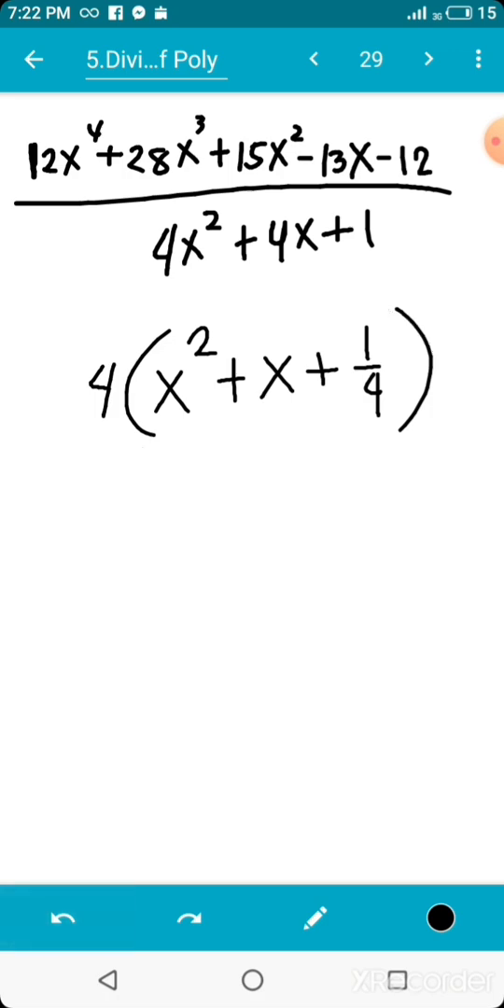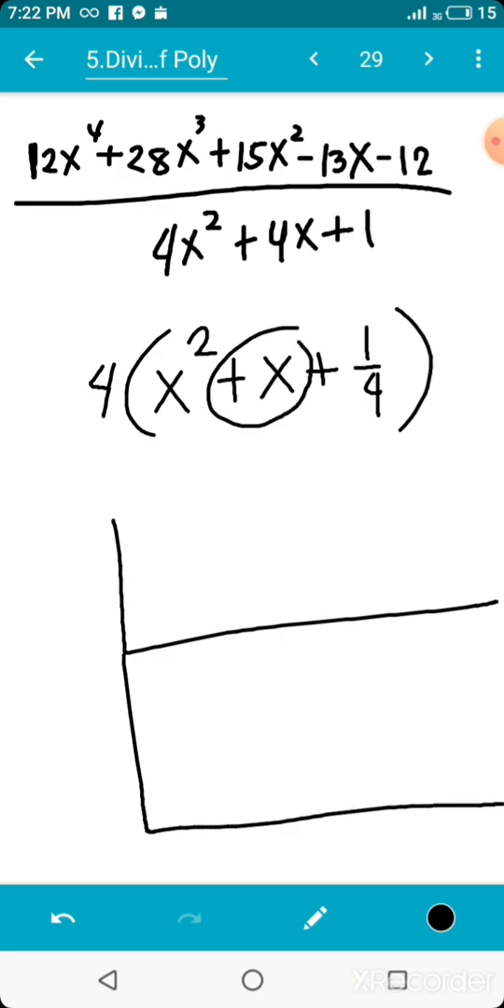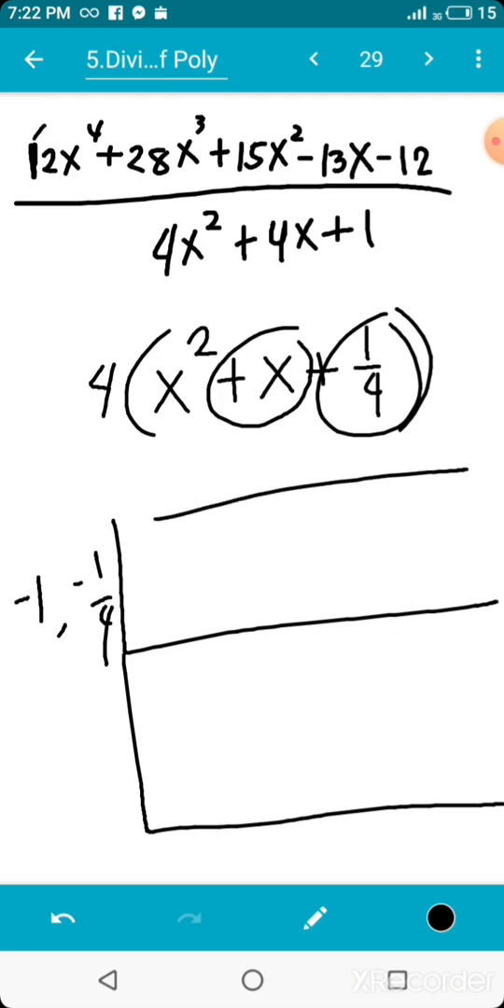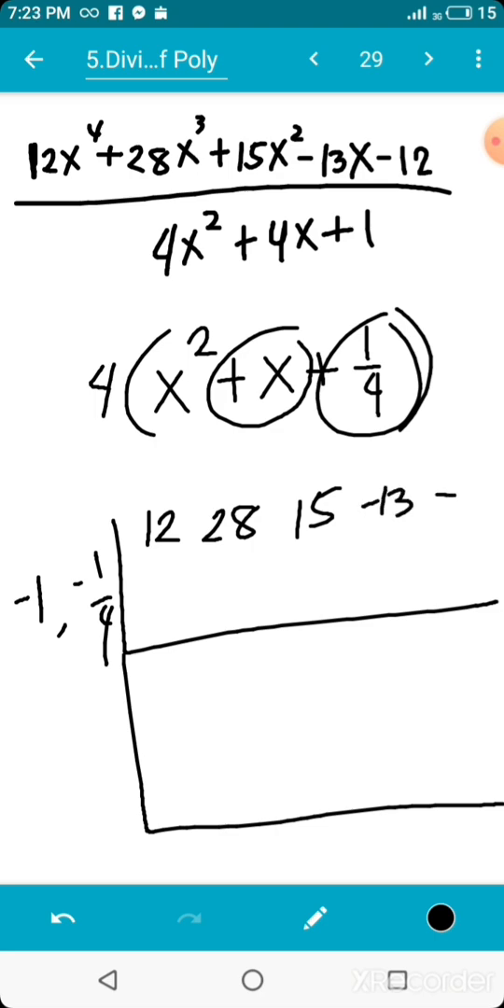Okay? So, yung mangyayari, gagawa na tayo ng synthetic division. So, kukunin natin yung opposite sign ng coefficient ng gitnang term at opposite sign ng constant term. So, we have here negative 1 and negative 1/4. Okay? Kasi parehas silang positive dito. So, magiging negative 1 and negative 1/4. So, dito, ilalagay natin yung mga coefficient ng ating term at saka yung constant term. Okay? So, we have here 12, positive 28, and then 15, and then negative 13, and negative 12.